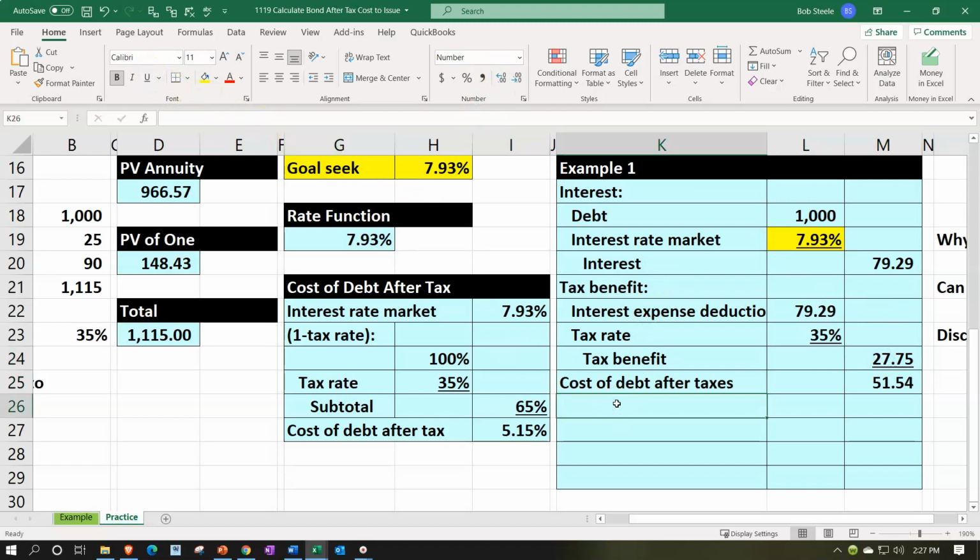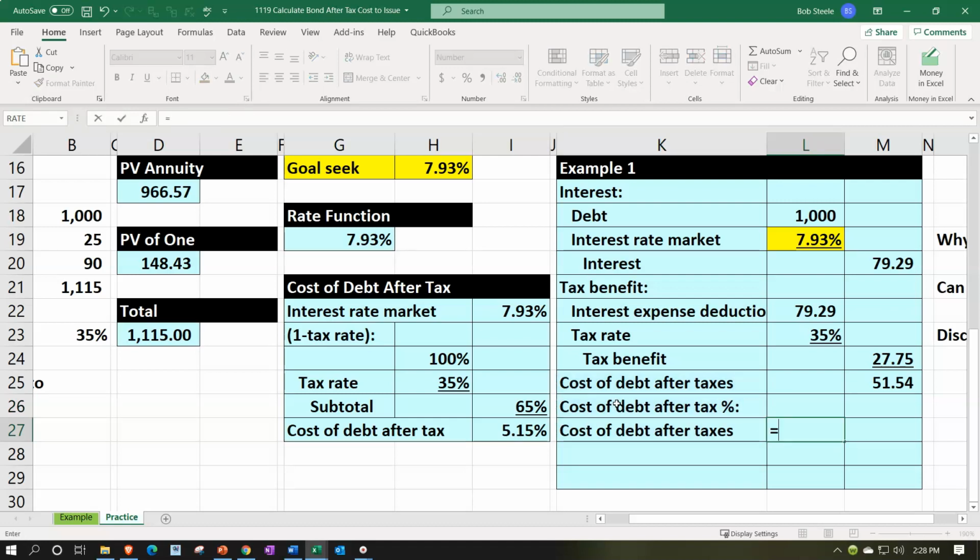And then we can think about, well, what about on a percentage basis? The cost of debt after tax percent is what we want now. We could say, all right, well, then we'll just take the cost of debt after taxes here, which we just calculated on a dollar basis, adding decimals, number group, decimals, compare it to the debt itself, which was the 1,000 face amount of the bond that we have to pay at maturity. And that's going to give us the cost of debt after tax percent. And we'll just divide that out then. So that's what we'll do.